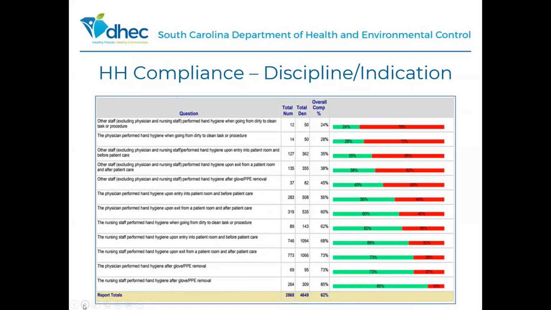And this is another one that's broken down where you can see by discipline and the indication. The top one is other staff, excluding the physicians and the nursing staff, that perform hand hygiene when going from dirty to clean. The great thing about this one, you could organize it from those with the least compliance to the most compliant so that you could prioritize where your interventions need to be. It helps you narrow down what your scope should be. Next slide.